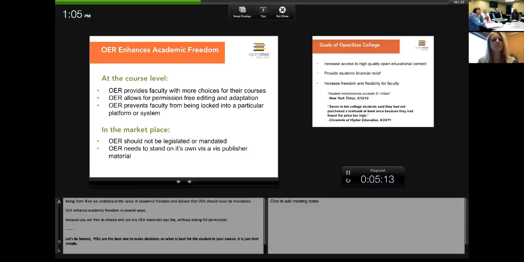So being from Rice University and coming from the faculty areas, we definitely understand the value of academic freedom, and we believe that open education resources should never be mandated. Open education resources enhance academic freedom in several ways. They provide faculty with more choices for their courses, they allow for permission-free editing and adaptation, and they prevent faculty from being locked into a particular platform or system. So we're very, very big on this.